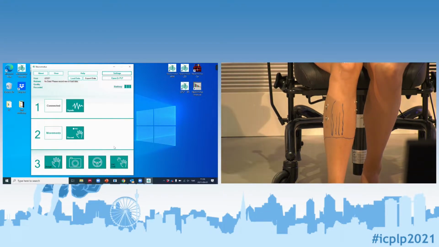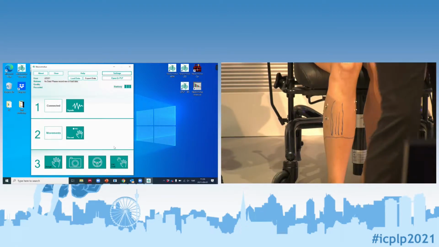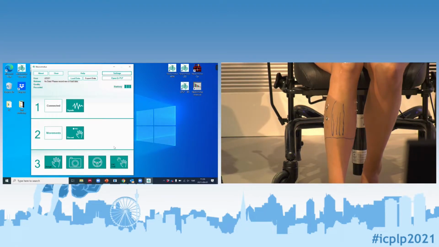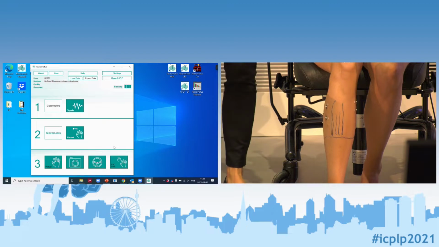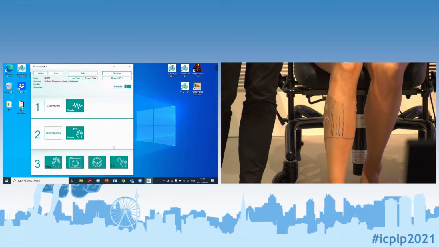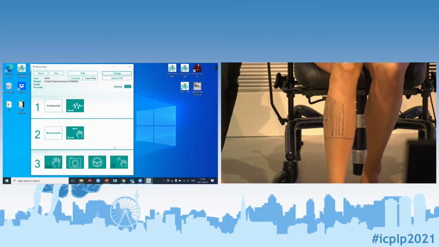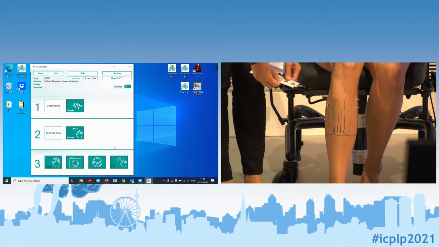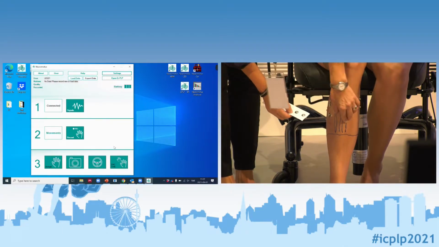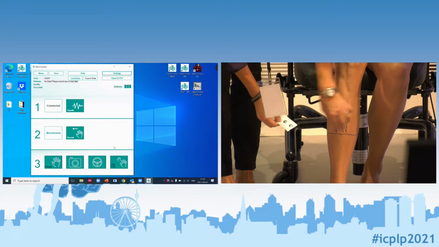So normally we use these pre-gelled surface electrodes. There is no need for it to be this one. We use biomedical, but of course there are other surface electrodes that we can use for this purpose. And the idea is that they are normally disposable electrodes, so we just use them for that session and then we get rid of them.